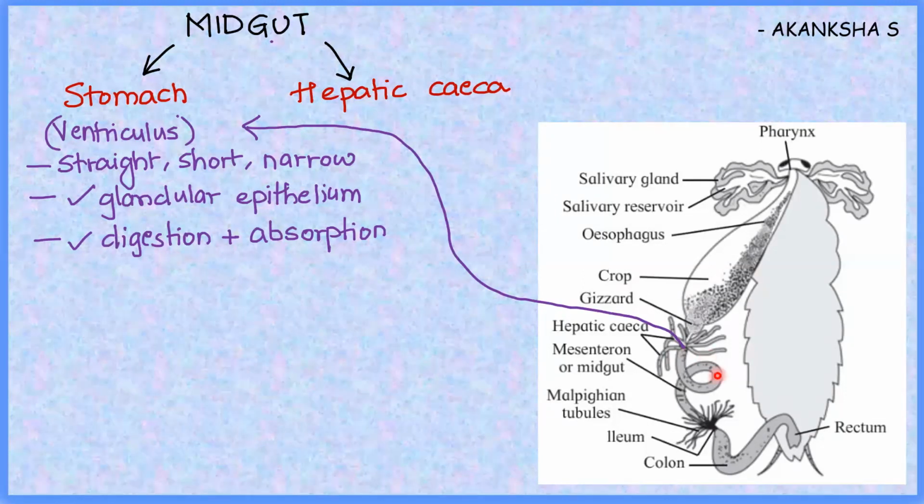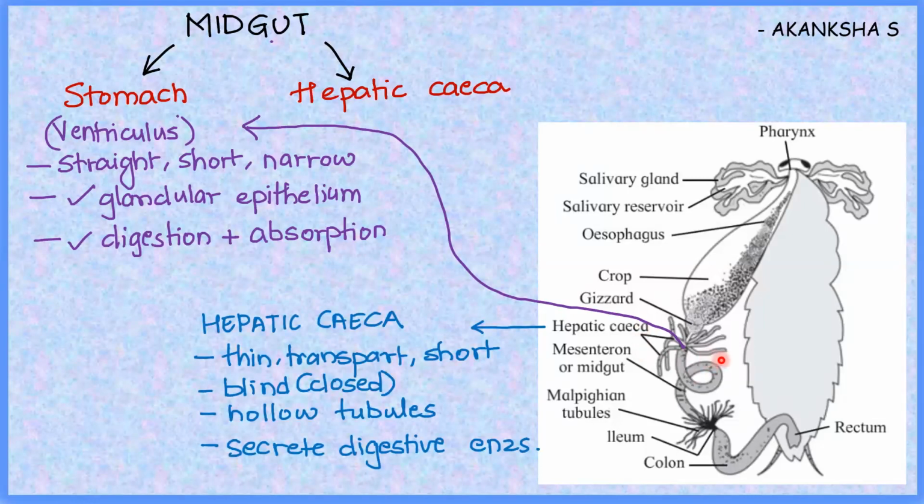Okay. Next, surrounding the stomach, there is another portion called hepatic ceca. Now, ceca are these long muscular tubules, if you can see. They are extending tubules, which basically secrete digestive enzymes. So let's say the stomach is falling short of some enzymes which can carry out digestion. That would be secreted by hepatic ceca. So the midgut has the stomach and hepatic ceca, and their entire role revolves around digestion and absorption.